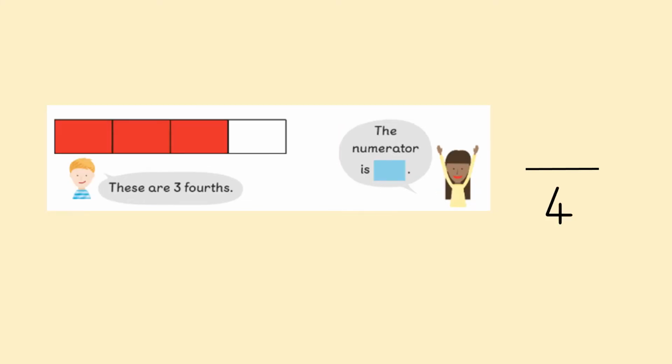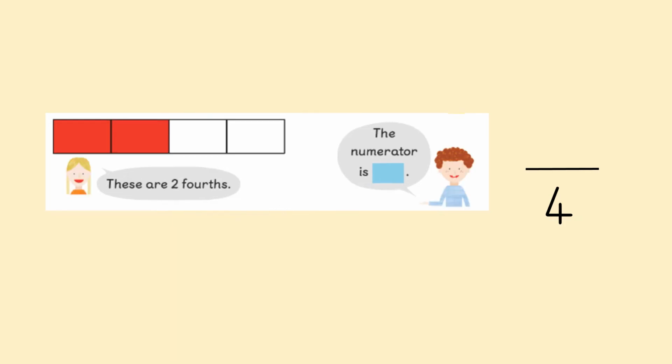Here we've got 3/4. Can you figure out what the numerator is? It's 3. 3 of those fourths, or 3 of those quarters, are shaded in here, so there are 3. And I wonder if you can figure out the numerator here. How many of those fourths or quarters are shaded? That's right, it was 2. 2/4 or 2 quarters, so the numerator, the number on top, is 2.